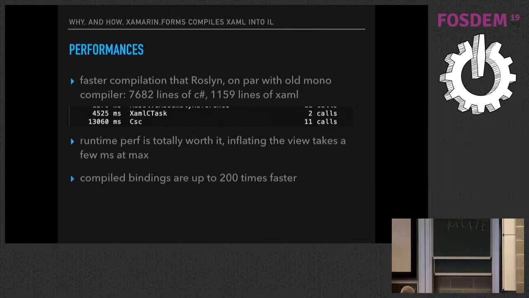This is a run that I just did this morning, and my laptop was on power reserve. So the order of magnitude is right, but the numbers are not describing the reality. Basically, for 1,200 lines of XAML, the XAML compilation took 3 times less than the C#. And if you multiply that by 3 or 5, you end up seeing that we are a bit faster than Roslyn. We are on the same order of magnitude as the old mono compiler.